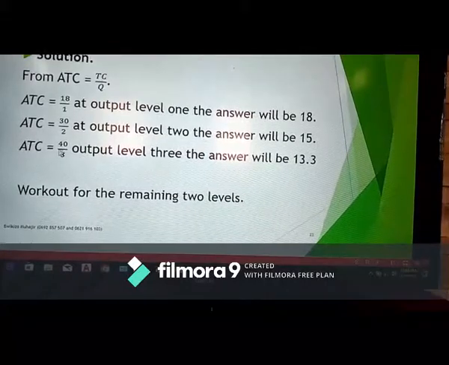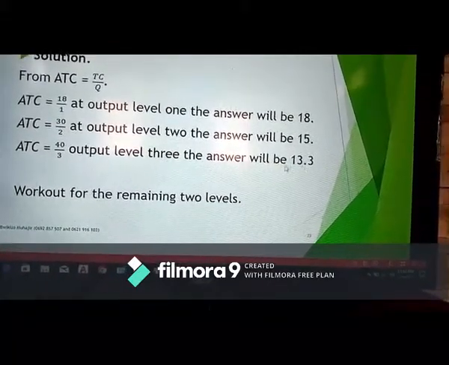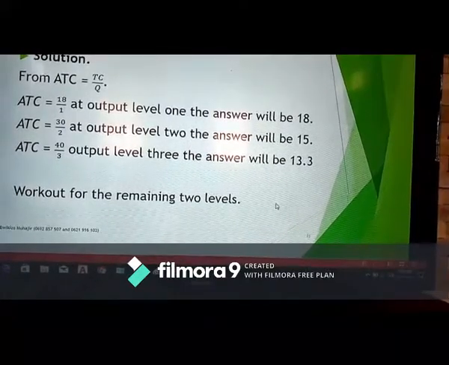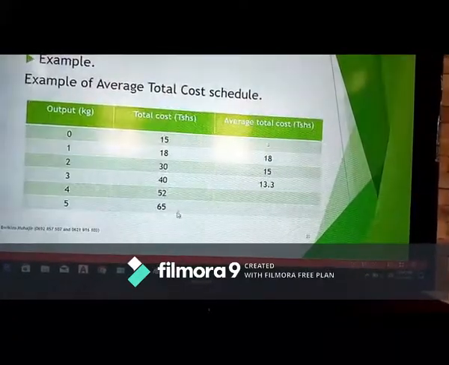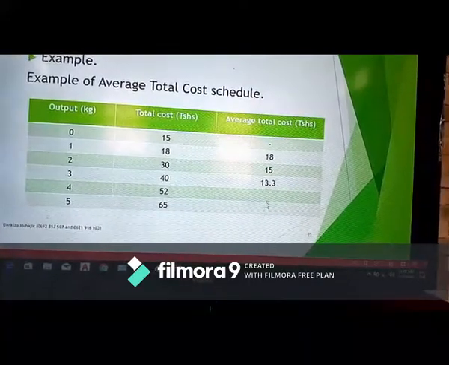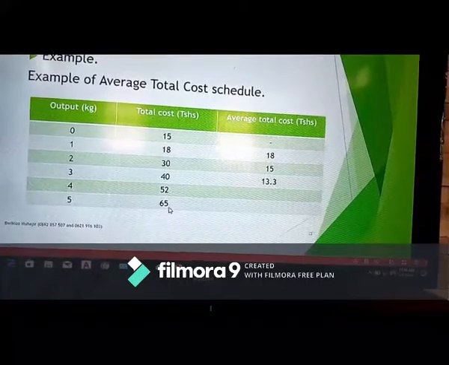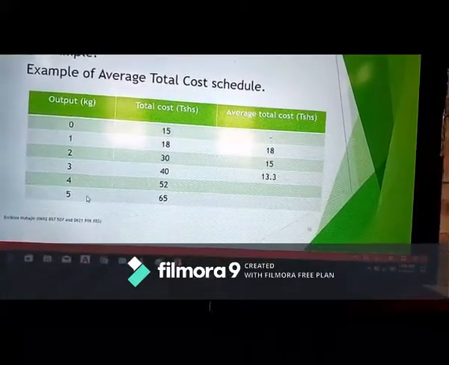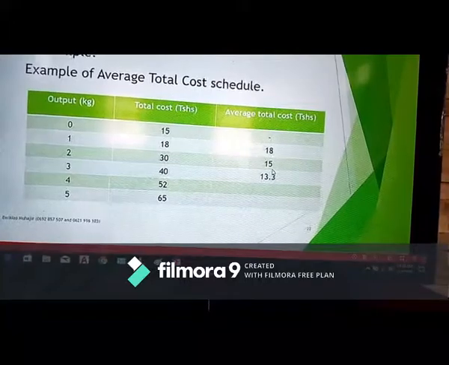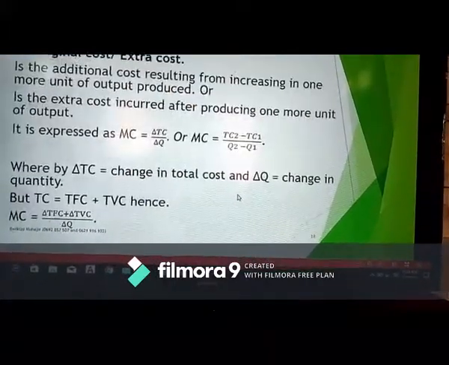And here you take 40 over 3. Our answer will be equal to 13.2. In order to work out the remaining 2 levels, you take 52 over 4, and for the last one, you take 65 over 5. Now, try to find those 2 levels.